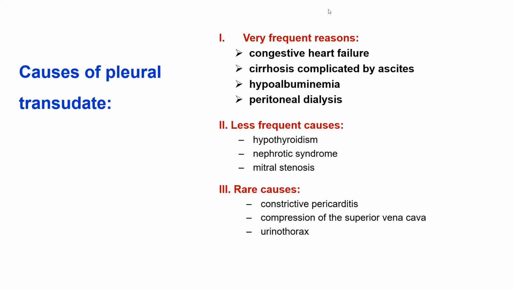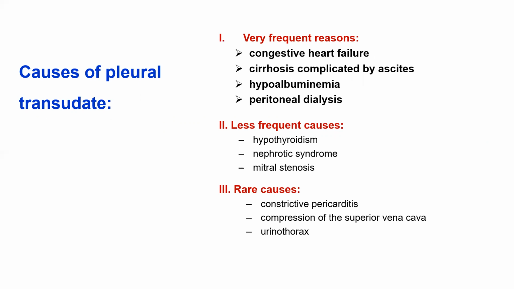Causes of pleural transudate: we stratify all causes into 3 main subgroups. First group, very frequent reasons. Usually we suspect transudate in congestive heart failure, in patients with cirrhosis complicated by ascites, hypoalbuminemia, peritoneal dialysis. Second subgroup of causes of pleural transudate, they are usually less frequent: hypothyroidism, nephrotic syndrome, mitral stenosis.